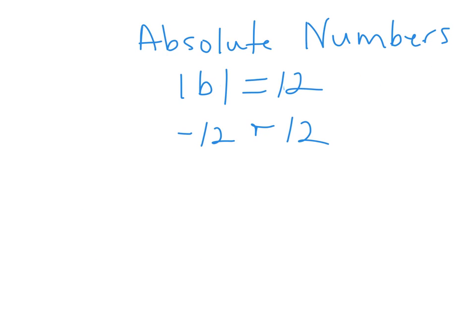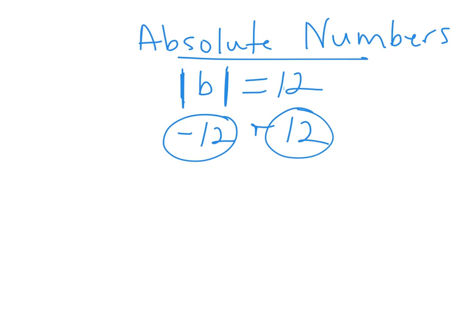Okay, a couple other things I want to talk to you about is absolute numbers, when you have these lines right there. So in this case, b equals 12. Because the signs don't matter with absolute numbers, both negative 12 and 12 are the answer for that one.